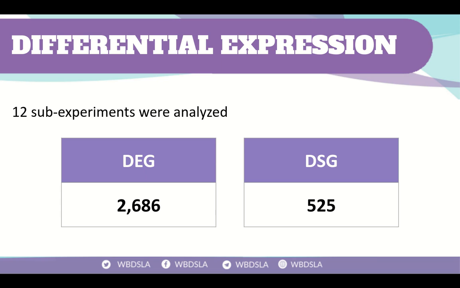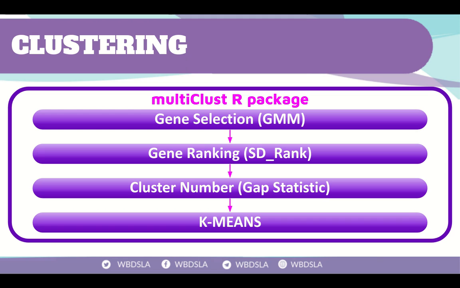The 12 sub-experiments were independently analyzed, and the obtained results were compared to obtain the set of differentially expressed genes and differentially spliced genes detected in all the sub-experiments.